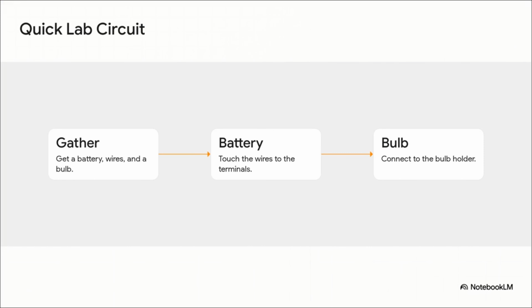But let's scale that way down and look at a basic local system. Imagine your hands acting as the conduit here. You gather a standard D-cell battery, a light bulb, and some insulated copper wire. When you connect the bare ends of those wires to the positive and negative terminals of the battery, you are directly tapping into a reservoir of chemical potential energy.